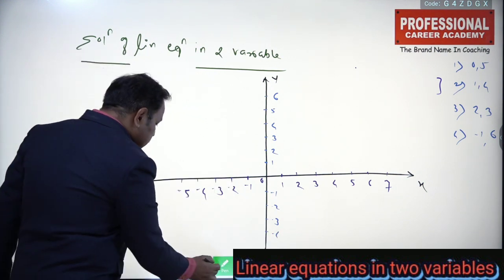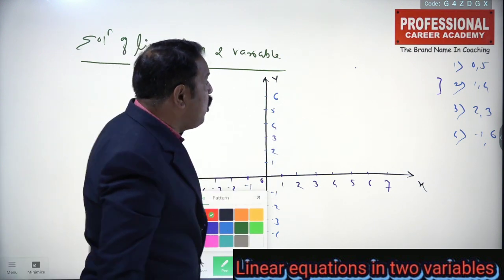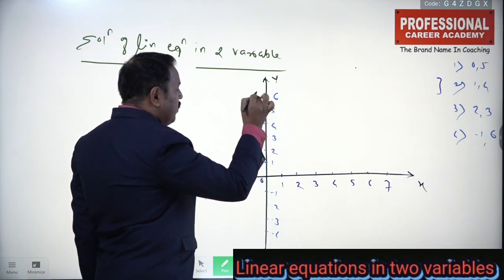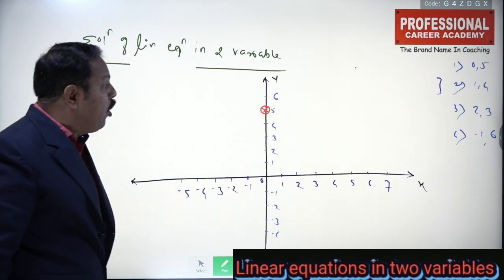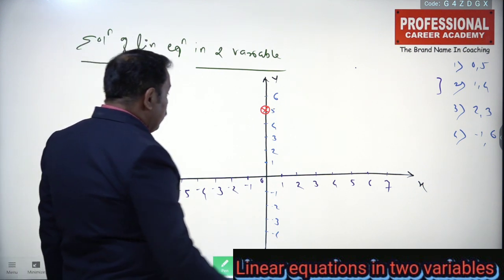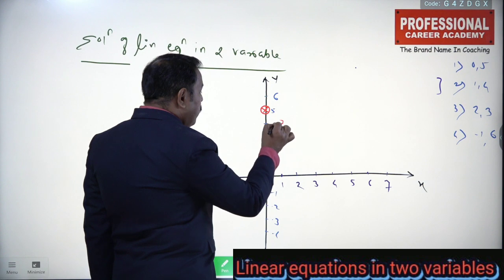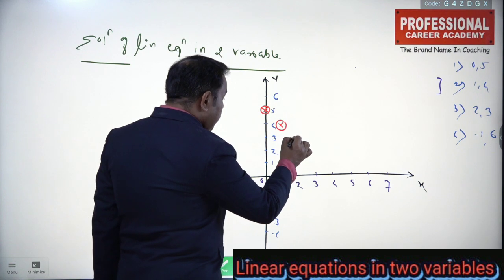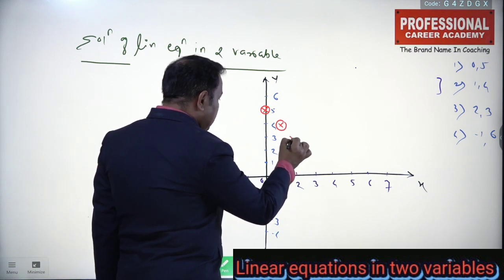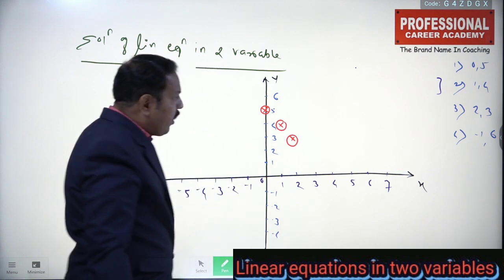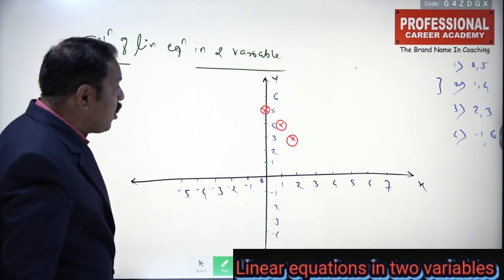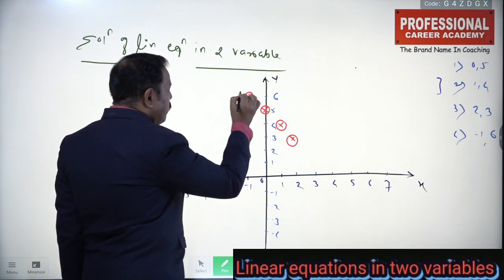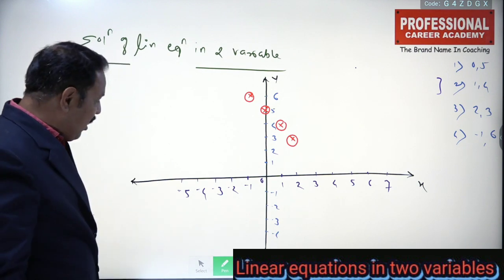Now plot all these points. See here. How to plot? What is the first point? 0, 5. 0, 5 means this is the first point. Got it? Any doubt? What is the second point? 1, 4. 1, 4 means this is the second point. Okay. What is the third one? 2, 3. 2, 3 means, see here, this is the third point. And what is the fourth? Minus 1, 6. Minus 1 and 6 means this is the next point. Got it? Have you got it?